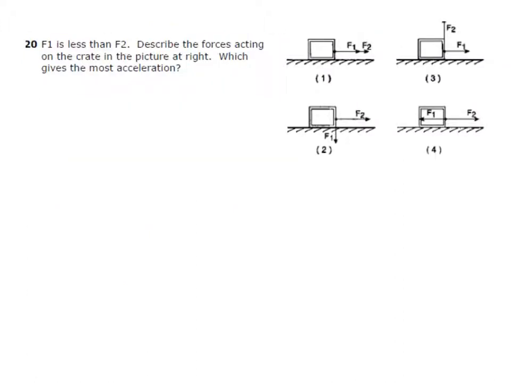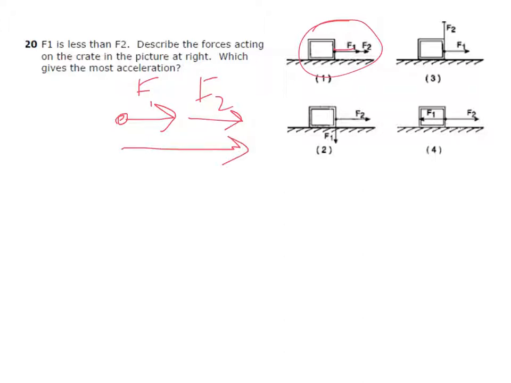In this question, it says describe each of these blocks and describe the forces that are acting on this crate and which one gives the most acceleration. In the first example, force 1 and force 2, force 2 is greater than force 1. You can see, and they are both in the same direction. If we were doing this as a free body diagram, we could put these tip to tail like this, force 1 and force 2, and we would see that the overall net force is this. So we have a high net force in one direction, which means we have a high acceleration.